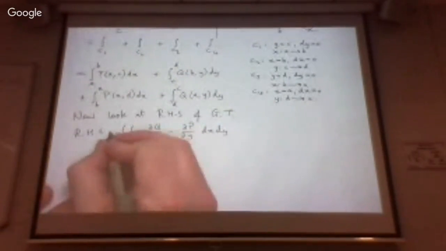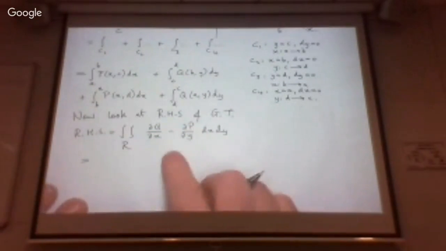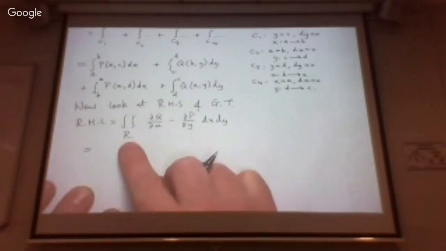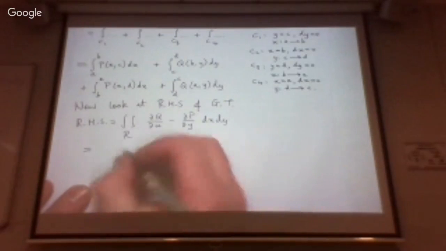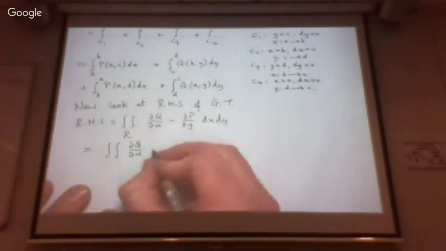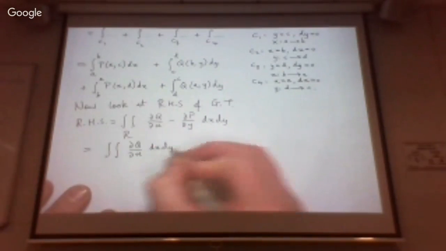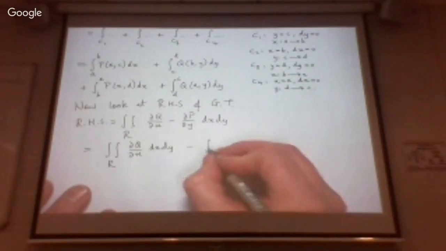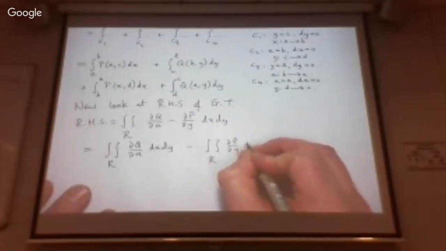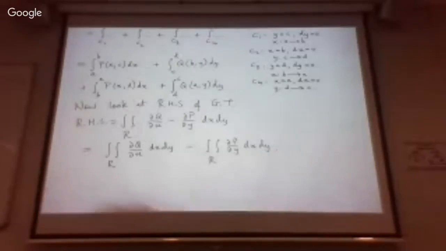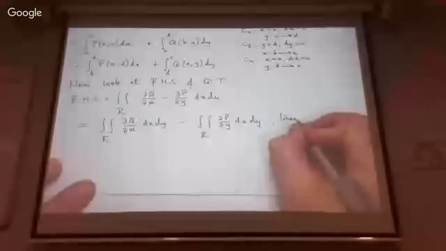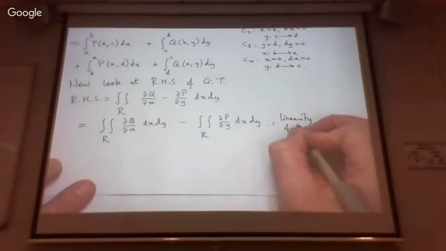And I'm going to do a few things with this. First of all, I'm going to use the linearity of the integration operator, indeed the linearity of the double integration operator, to say that this is just the double integral over R of dq/dx dx dy minus the double integral over R of dp/dy dx dy. So that's just using linearity of integration.